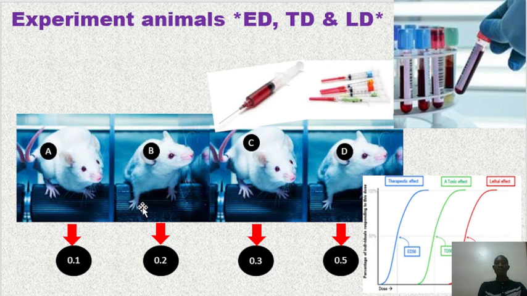So we know that animal 1 had no response. Animal 2, which we injected with 0.2, where we had increased the concentration, showed a response, and it was a beneficial response where it played the therapeutic role. So that becomes our effective dose. Then, where we increased to 0.3 and the animal showed toxic or advanced effects, that one will be our toxic dose. Then the animal where we injected 0.5 and it showed lethal effects or death, that concentration we take as the LD, the lethal dose. And by that we will come up with a curve.